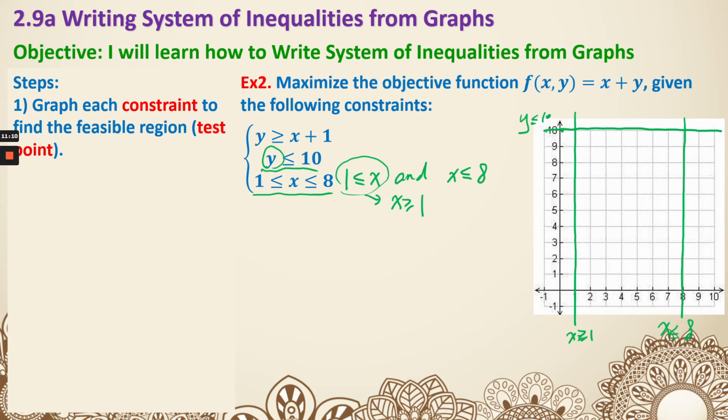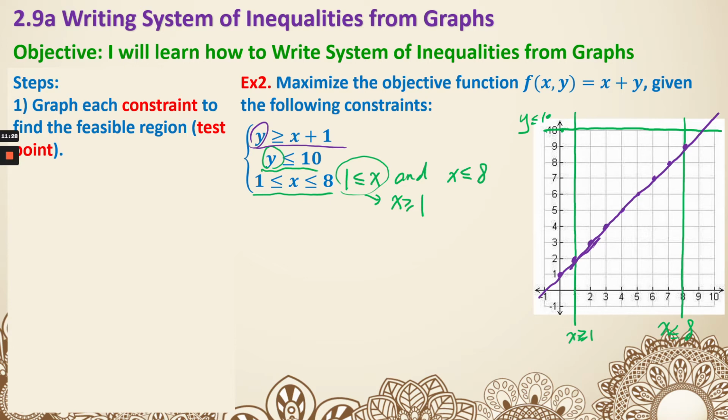Then we have the other line, which is right here. Y is greater or equal to x plus 1. 1 is here. So going up, going up, going up, keep going up. Let's get more points. These are the points we are going to have right here.